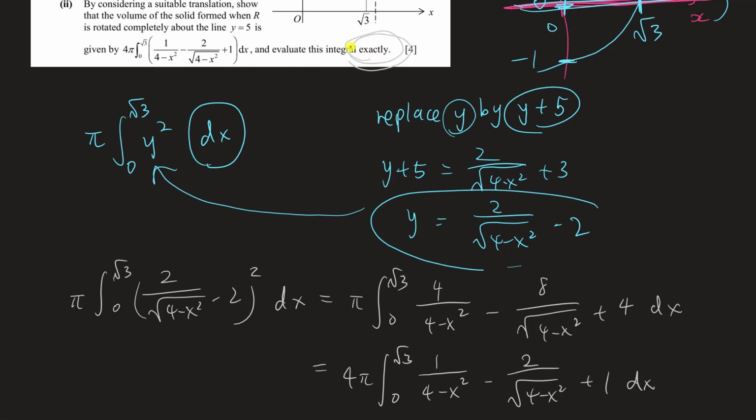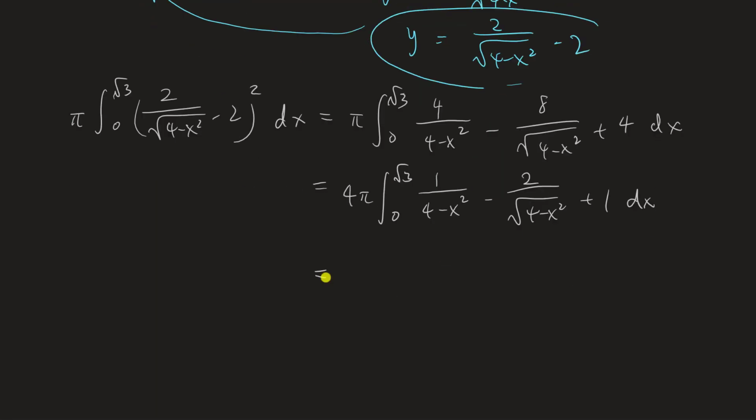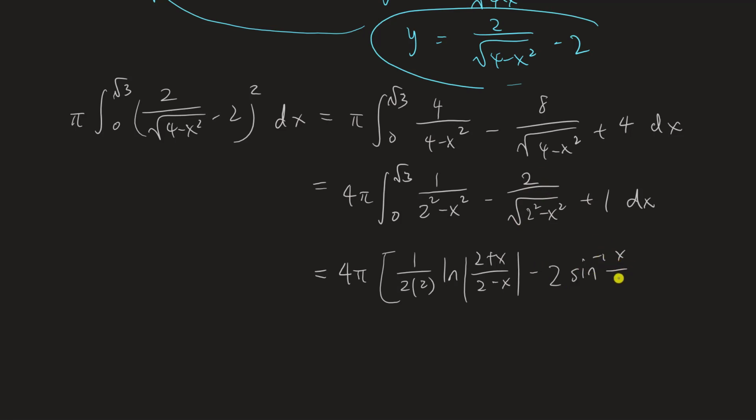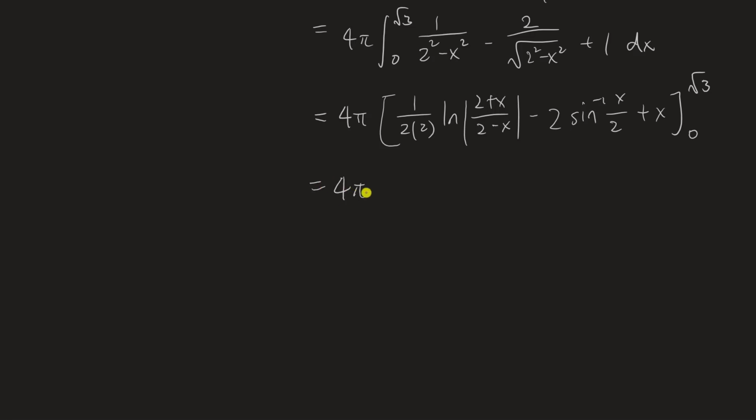Sadly, they want it exactly, right? Meaning you have to do this by hand. This would become 4 pi. This one, just turn it into a 2 square and then use your MF26 to give you 1 over 2 times 2 ln of 2 plus x over 2 minus x. This one, once again, turn this into a 2 square. This would become a sine inverse, which is -2 sine inverse x over 2. Integrate 1 will give us x, evaluated from 0 to √3. 4 pi on the outside.